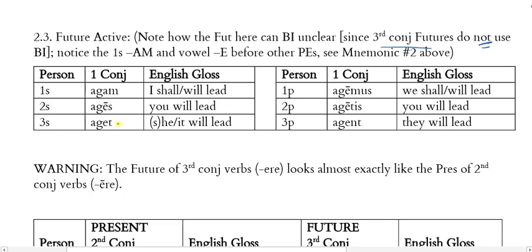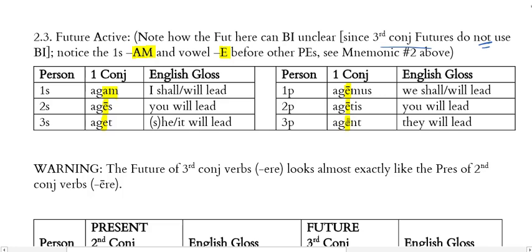Ages, you will lead. Aget, he, she, or it will lead. Agemus, we shall or will lead. Agetus, you or y'all will lead. Agent, they will lead. What are we seeing here? Well, these things, -am and E, right? So notice I have -am for first singular, and then I have an E in all the other forms after ag: agam, ages, aget, agemus, agetus, agent. So I have the -am for first singular, E in all other forms.